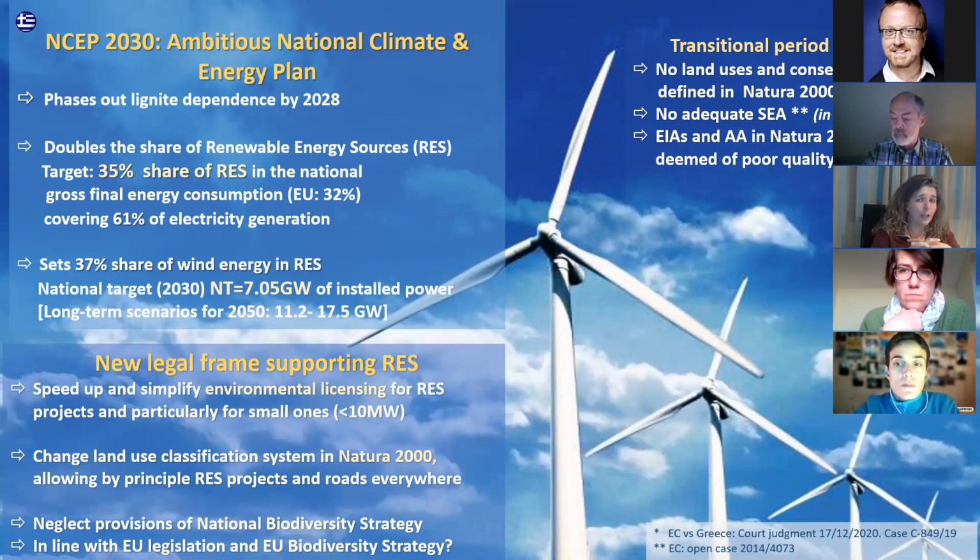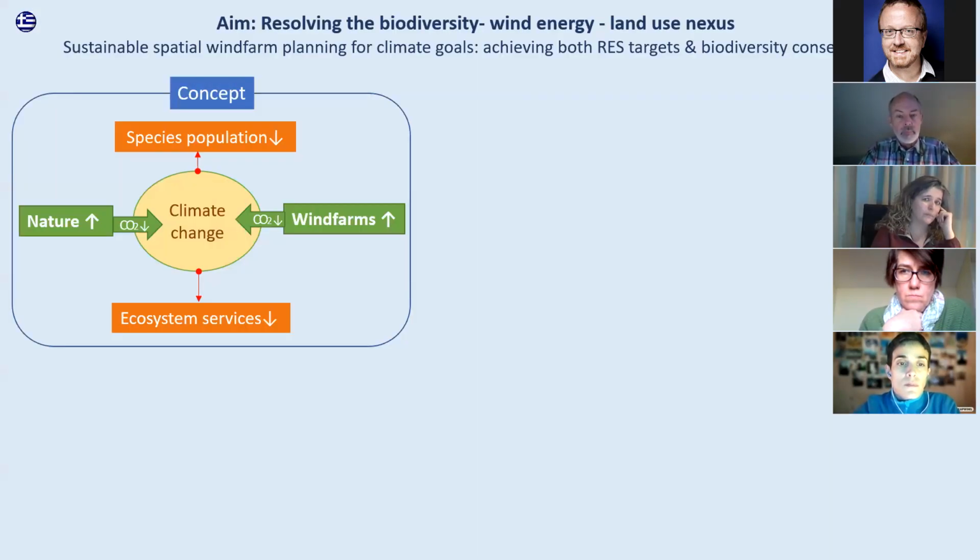We also do not have an adequate SEA, that means the strategic environmental assessment at national scale. It is also in progress. And it is documented that even the local scale environmental impact assessment studies and appropriate assessment studies are often deemed of poor quality. So biodiversity, in consequence, is currently unprotected.